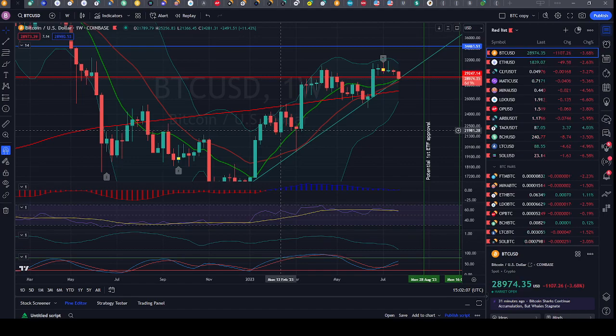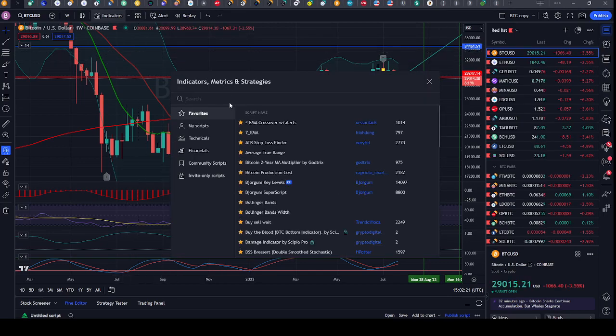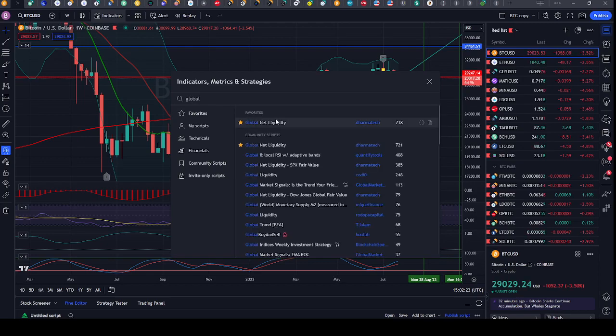Outside of that, all right, let's get rolling. So let's start with this indicator first. I'm starting with a bit of a blank slate because I want to show you how to get it dialed in. So first, have your chart here, go to indicators and start typing Global Net Liquidity, and here we go. It's this one by Dharmatech, I think. So Global Net Liquidity, that's what you want.